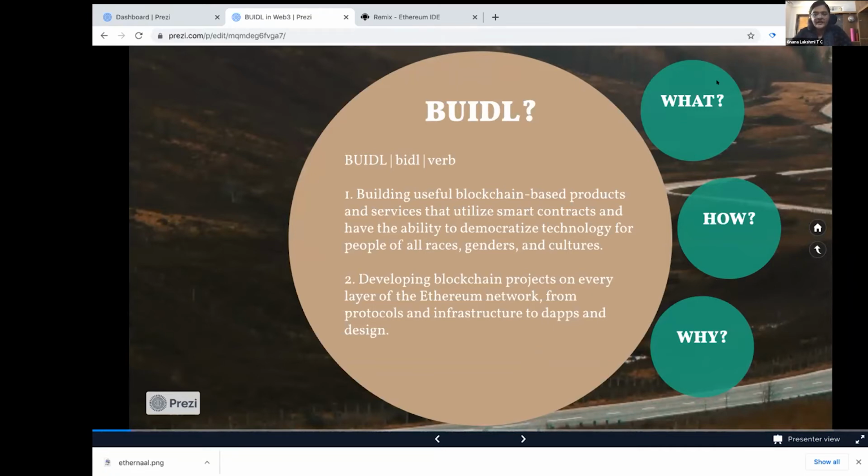So I have split this into three things. What should you build, right? How can you build, and why should you build, right? These are the three major points that I want to discuss.